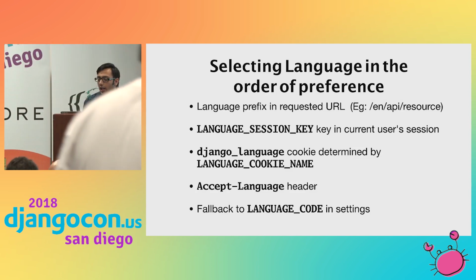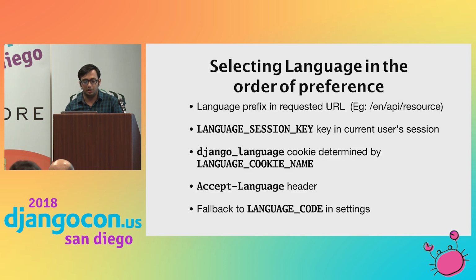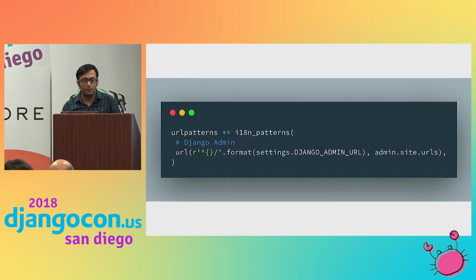Failing that, it looks for the language session key in the current user session. Failing that, it looks for a cookie. The name of the cookie used is set by the LANGUAGE_COOKIE_NAME setting. The default name is django_language. Failing that, it looks for the Accept-Language HTTP header. This header is sent by your browser and tells the server which languages you prefer in order of priority. Django will try each language in the header until it finds one with the available translations.